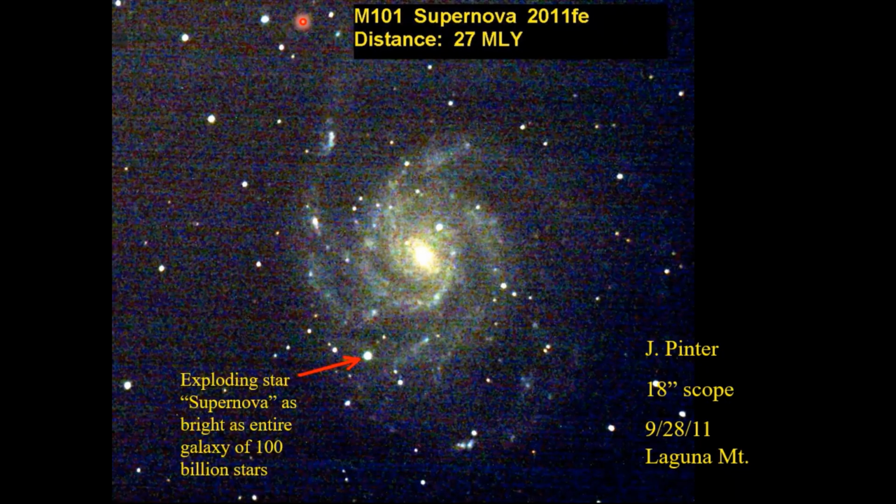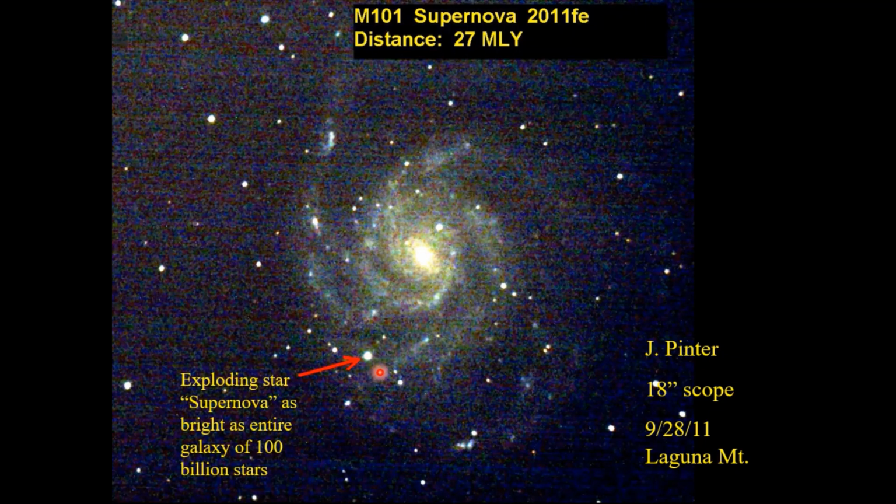Now, here's another picture of a galaxy. This is called M101, and it's not a great picture because this galaxy is very faint. However, the reason I wanted to show you it is this galaxy has an exploding star here. This is called a supernova, and this star was detected back in September of 2011. So I took my telescope up to Laguna Mountain and photographed the galaxy so I could see this supernova.